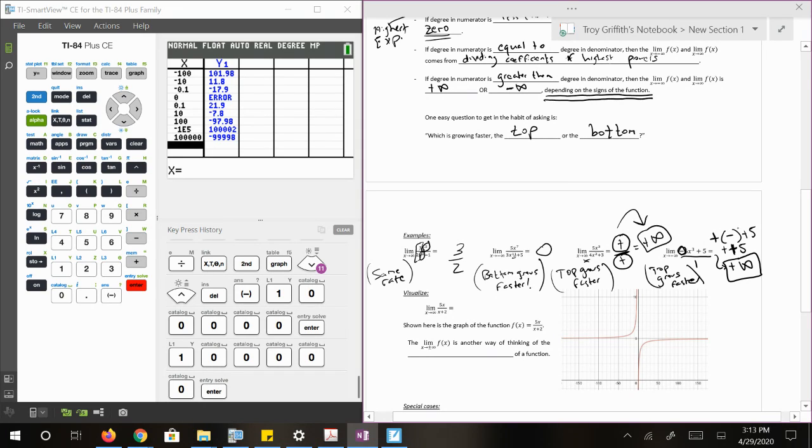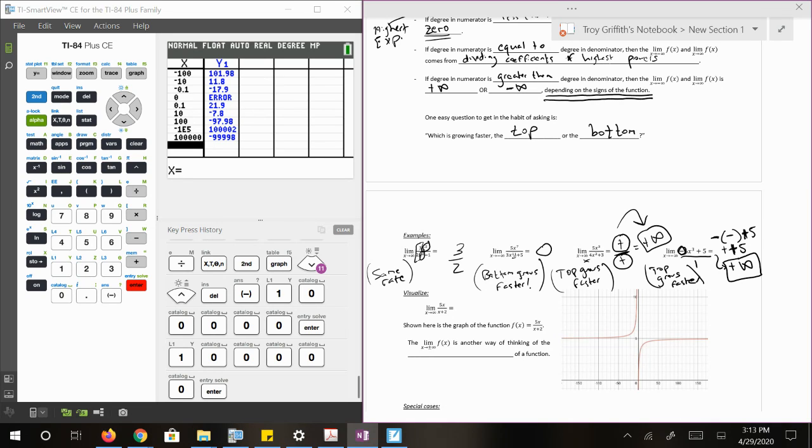Think about what you would get if you plugged in really large negative or really large positive numbers, depending on what the question's asking, and that will help you get to your final answer of either positive or negative in any scenario in which the top is growing faster. Okay. All right, a couple other little things here to finish out. I want us to do a little bit of visualization real quick with this.